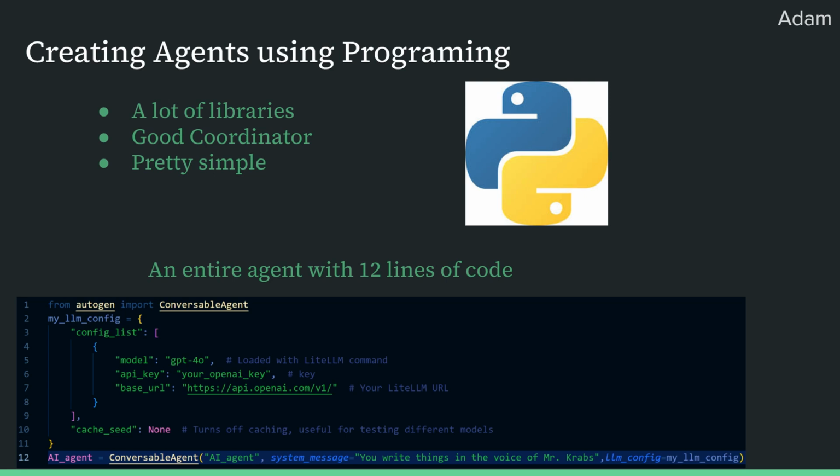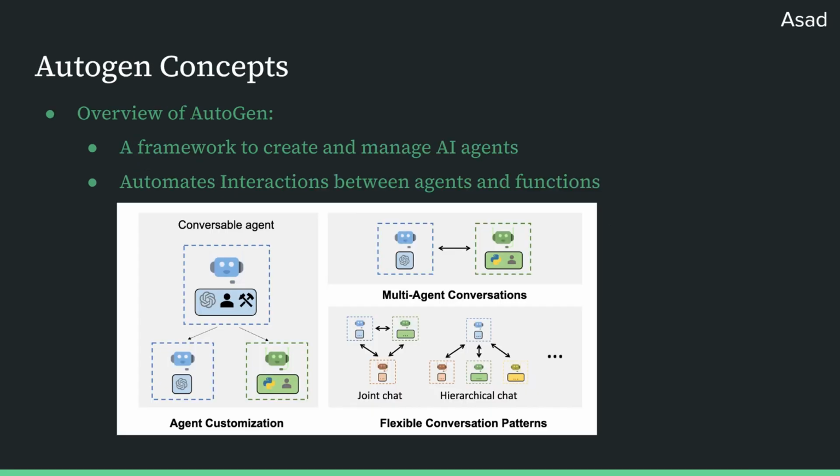So you can see right here we have an entire agent with 12 lines of code. And that's all in Python. When we're doing this, we really want to be efficient with our code. So just creating an agent with 12 lines of code can prove to be efficient. Next, we'll explore Autogen, a tool designed to create and manage intelligent agents.